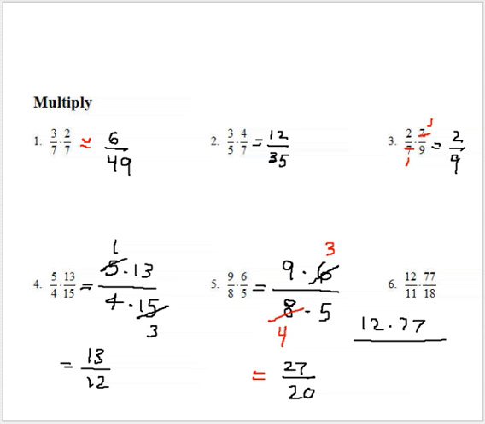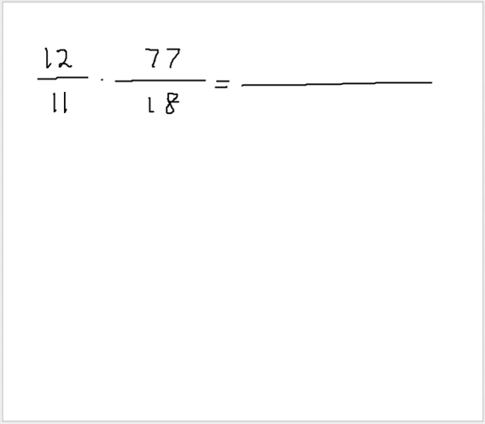Okay, remember we are not supposed to multiply these. You're supposed to reduce them. So don't waste your time multiplying and getting this huge number. I want you to start reducing them. All right, let's take a look at this in detail. We have 12 over 11 times 77 over 18. So we have 12 times 11 at the top of the fraction and 11 times 18 at the bottom of the fraction. And here we're going to reduce.